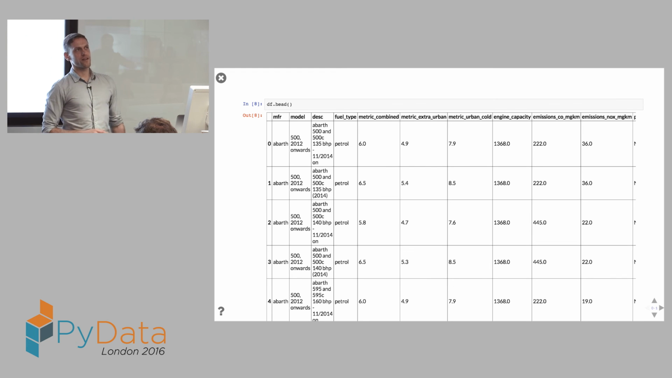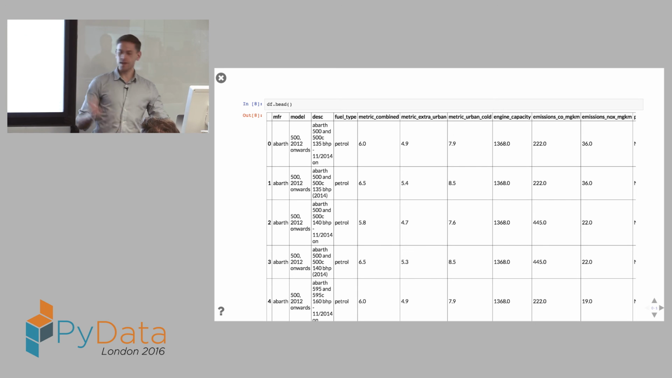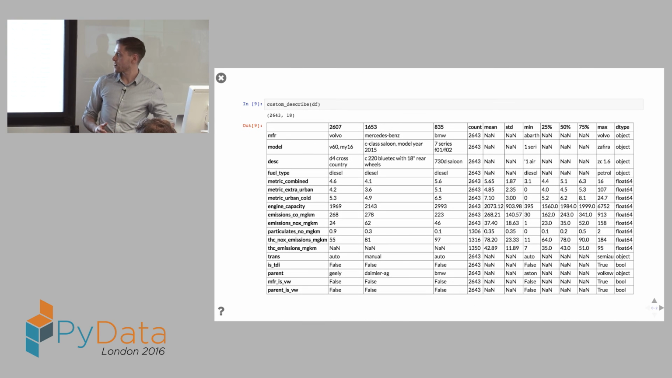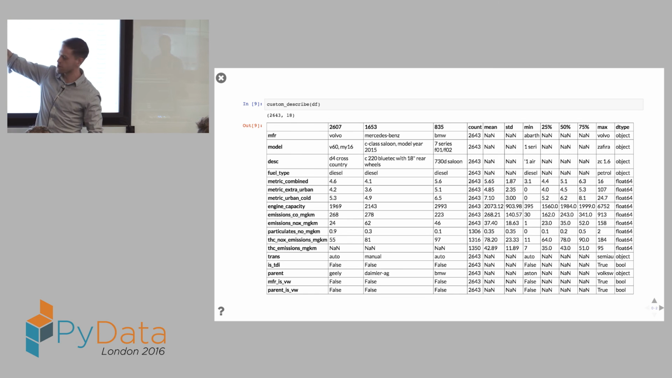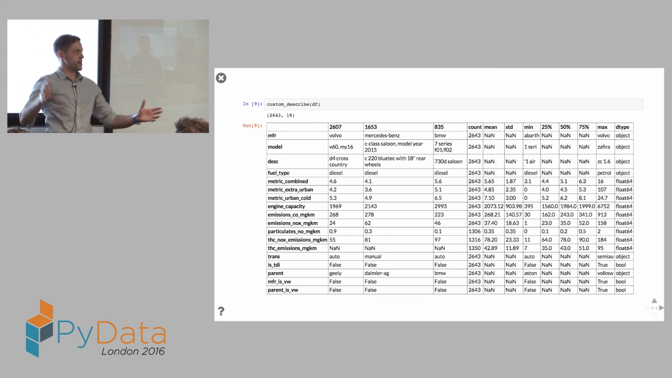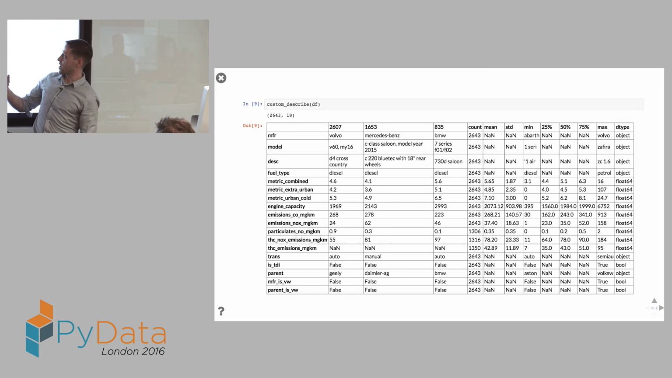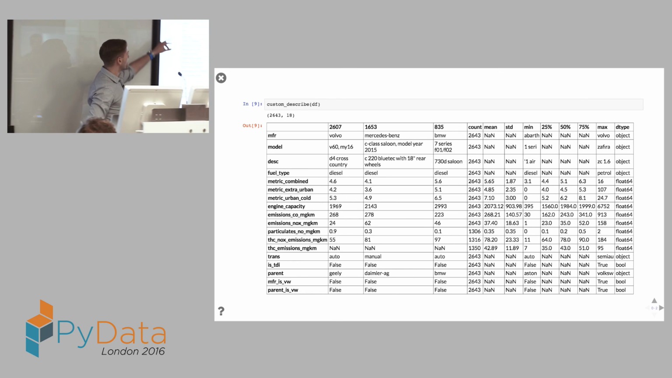I will look at some car emissions data. It looks a bit like this after cleaning. In fact, if I turn it around the other way, transpose this and add some information, you don't really have to know too much about this, but there's just over 2,500 cars in this car emissions data set. They have a bunch of features.